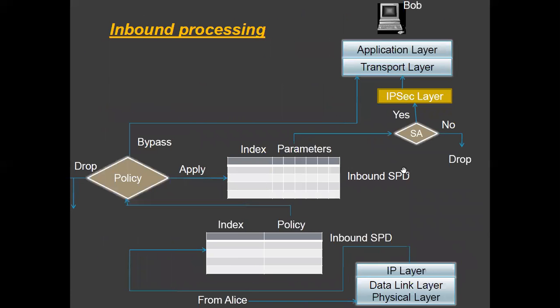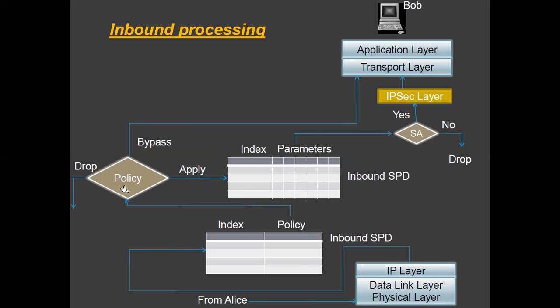Now let us see how we can process it. See here, from Alice, when the packet is received after the physical layer, data link layer and IP layer, it will come here, and then we have to decide and apply the policy. When the packet is received, the inbound security policy database is consulted. From that the policy is extracted and checked. In the discard case, the packet defined by the policy must be dropped.